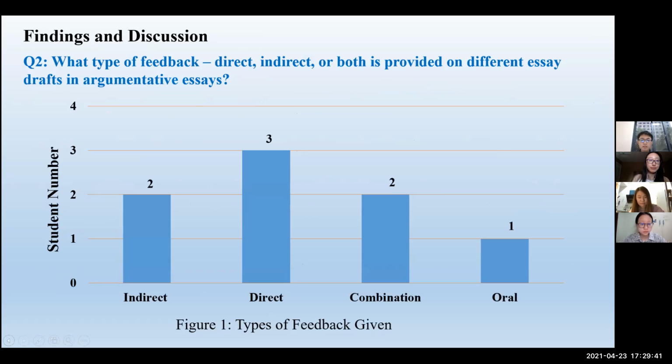Question 2 is about the type of feedback. Out of 8 essays that were analyzed, 2 had received only indirect feedback, 3 had received only direct feedback, 2 had received a combination of direct and indirect feedback, and 1 did not receive any written feedback at all, only oral feedback. This indicated that teachers employed different strategies based on their own preference as well as time constraints. Whether direct or indirect, all students appreciated the oral explanation of the feedback.